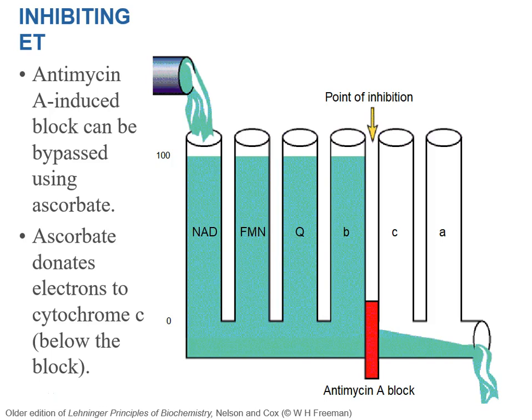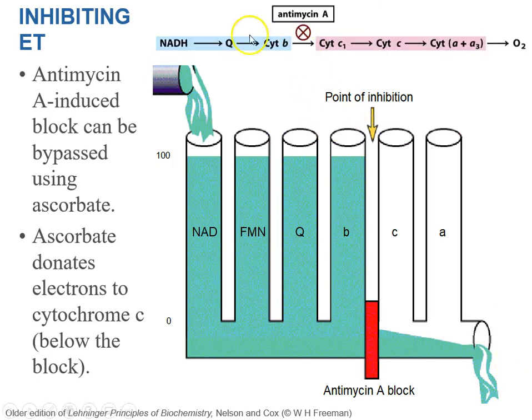but then you could rescue it by adding an artificial substrate, and that's ascorbate, or vitamin C, and vitamin C can donate electrons to cytochrome C. So again, you bypass the block, and if you have vitamin C right here adding electrons to cytochrome C, then water can continue to flow.